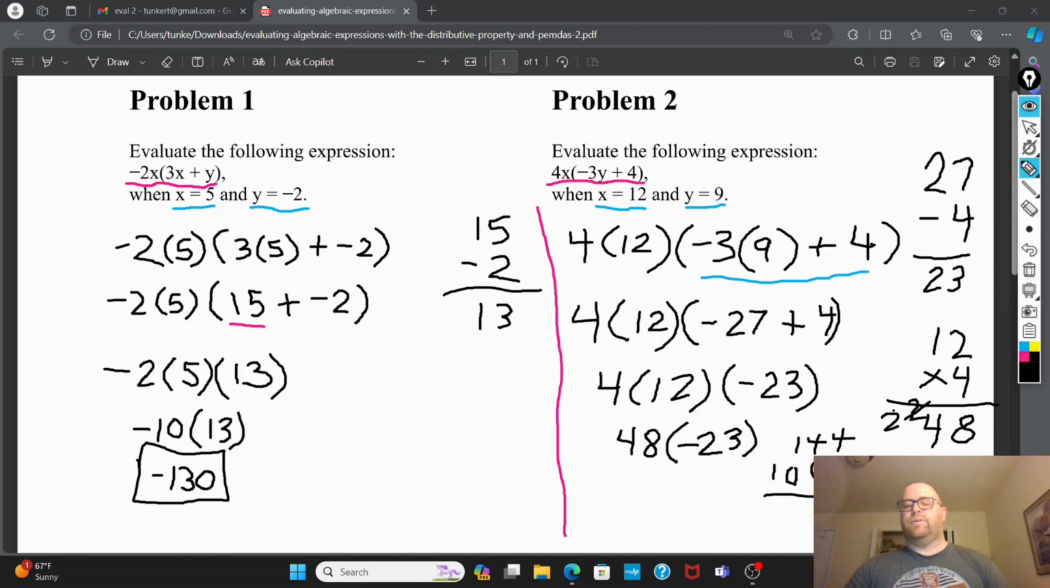Let's add this all up. So we got 4. 4 plus 6 is 10. Bring up the 1. 1 plus 1 is 2. So we got 1204, but again, we had a positive times negative, so it's a negative 1,204.